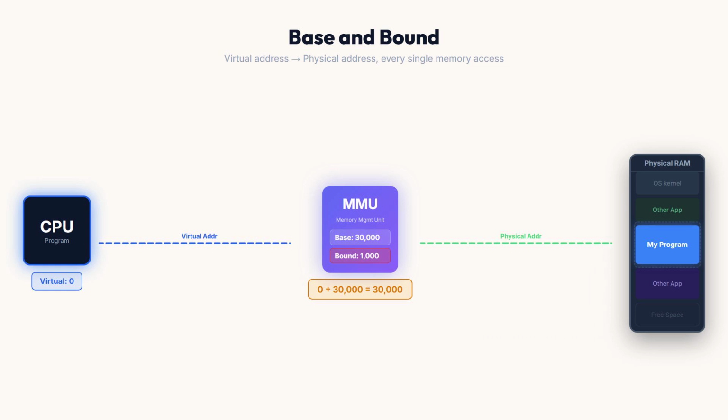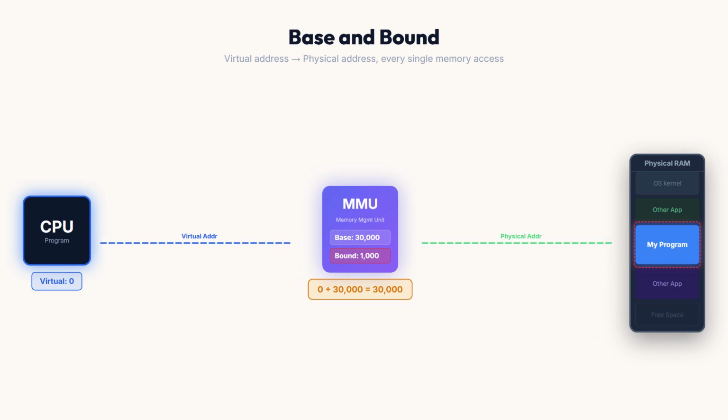For example, the OS might load a program at physical address 30,000 and give it 1000 bytes of memory. So the hardware registers would contain base equal to 30,000 and bound equal to 1000. Now the CPU starts executing the program. To the program itself, nothing has changed. It still believes its own memory starts at address 0.